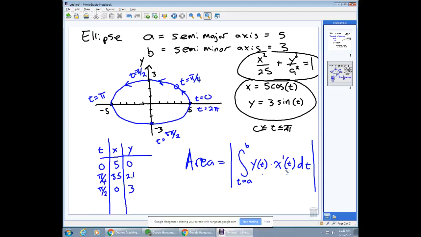Because if either of them change sign, that means I have to break the integral into pieces to be able to deal with the absolute value. Because remember, absolute value is a piecewise function. Right? It says do one thing if it's not negative, do something else if it's negative. So let's finish our evaluation here.